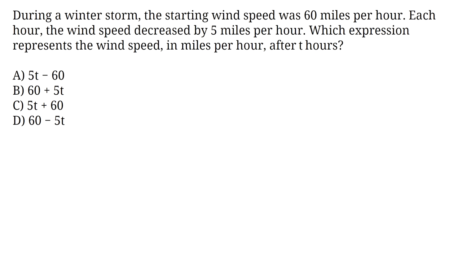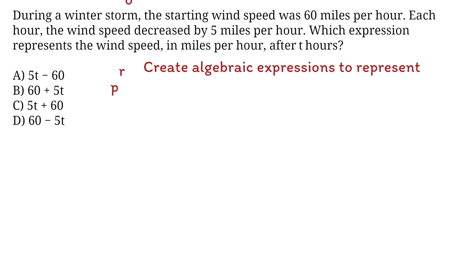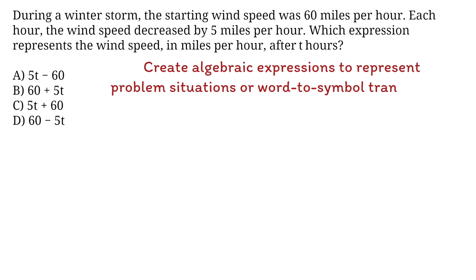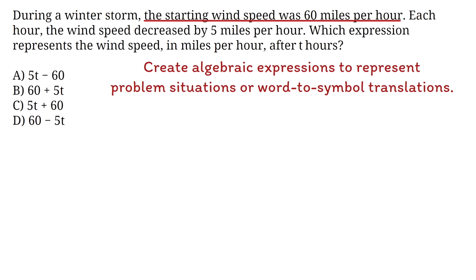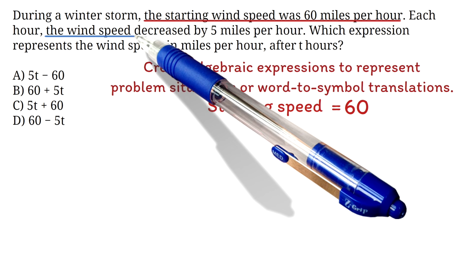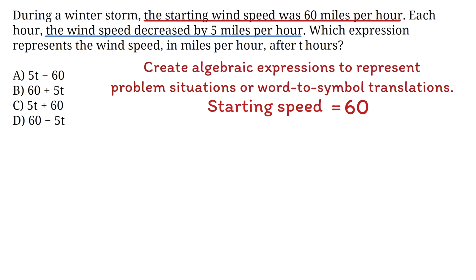To pass the GED math test, you need to know how to create algebraic expressions to represent problem situations or word-to-symbol translations. We are told that the starting wind speed was 60 miles per hour, so we begin with a starting speed of 60. The wind speed decreases by 5 miles per hour. This drop happens consistently every hour, meaning the decrease is 5 for every hour that passes. We are asked to write an expression that shows the wind speed after t hours, so we'll use the variable t to represent the number of hours.